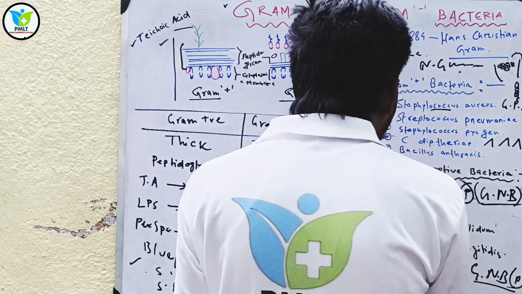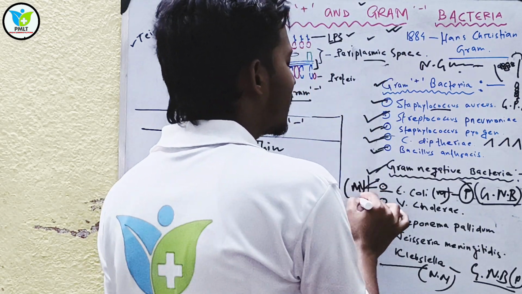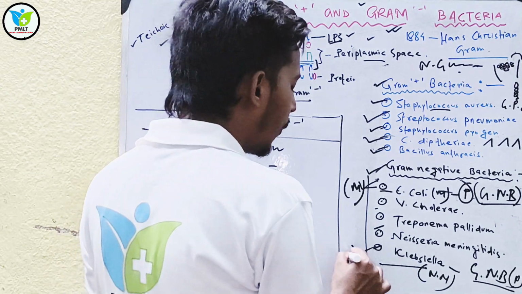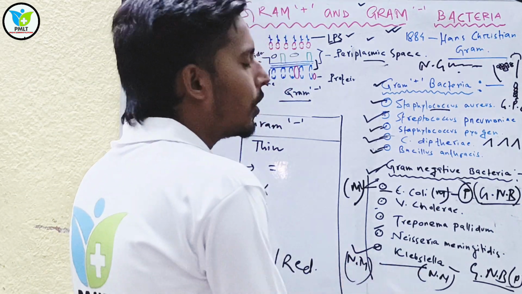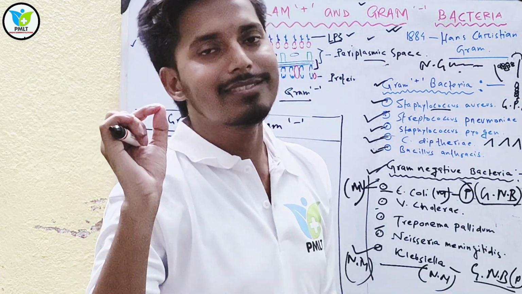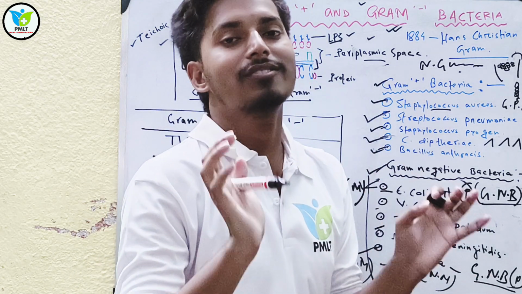E. coli is motile, meaning E. coli is flagellated, and Klebsiella is not motile, it is non-motile. So that is the only important difference. You need to understand that.